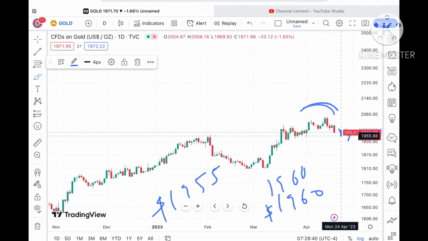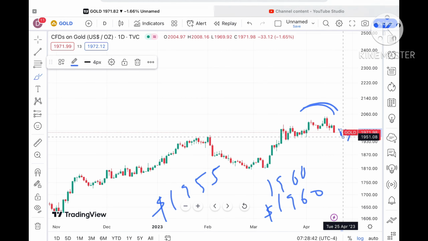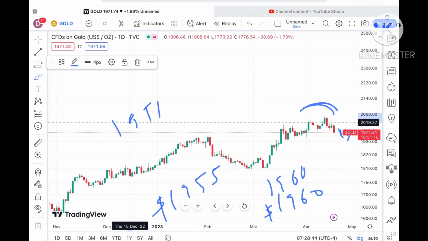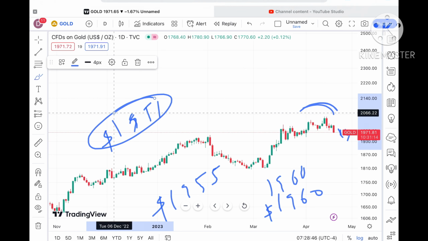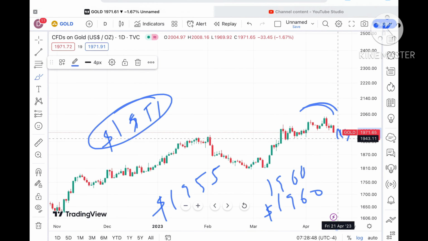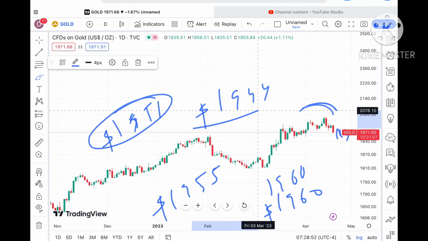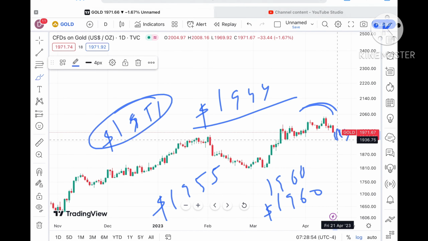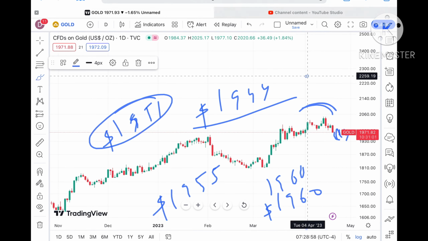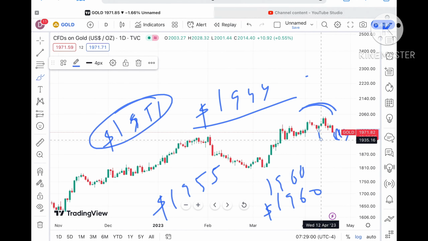Suppose the price falls below that particular level, then it can cross a level of around $1951, which is already a weak support, so chances will be very high it can move further down, and there is a probability of touching $1944. If the price falls below that level, it can move further lower, and the probability is that it can touch a level of 1938 to a level of $1935.